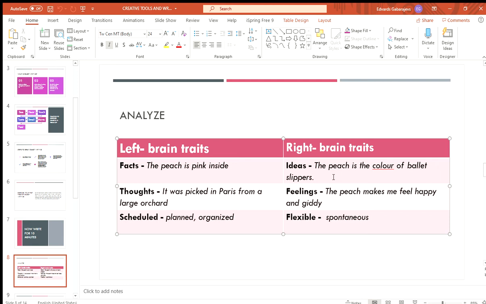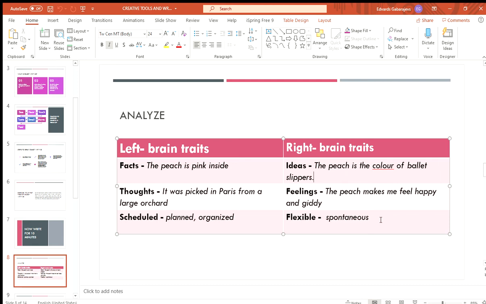What you need to do when you read your writing is try to see whether you have more right brain traits. If you have more right brain traits, like you have more ideas, or you describe feelings, or you are spontaneous, next time when you do object writing, try to focus and produce more left brain traits, right? So if you tend to one side or the other, try to do the opposite. In that way, you can become a more versatile writer and be comfortable on both sides, right?